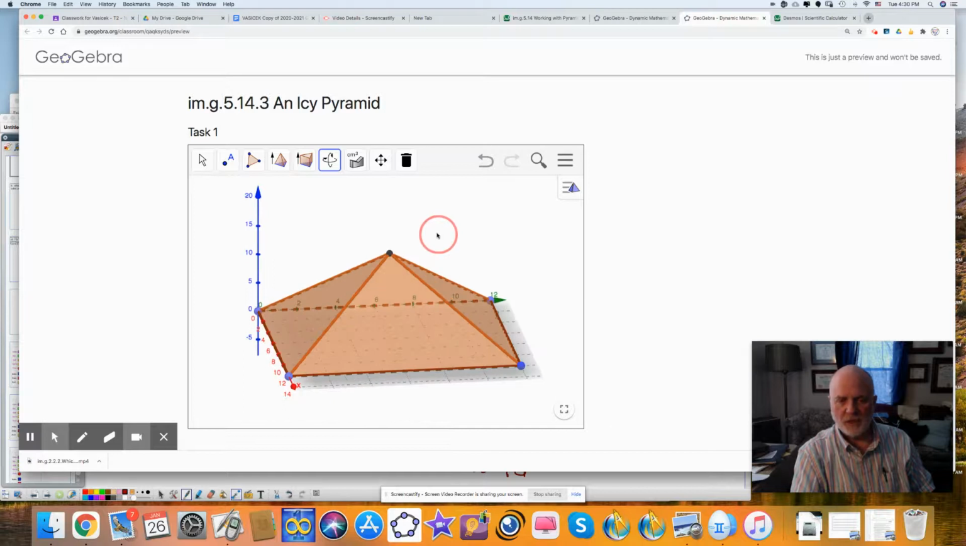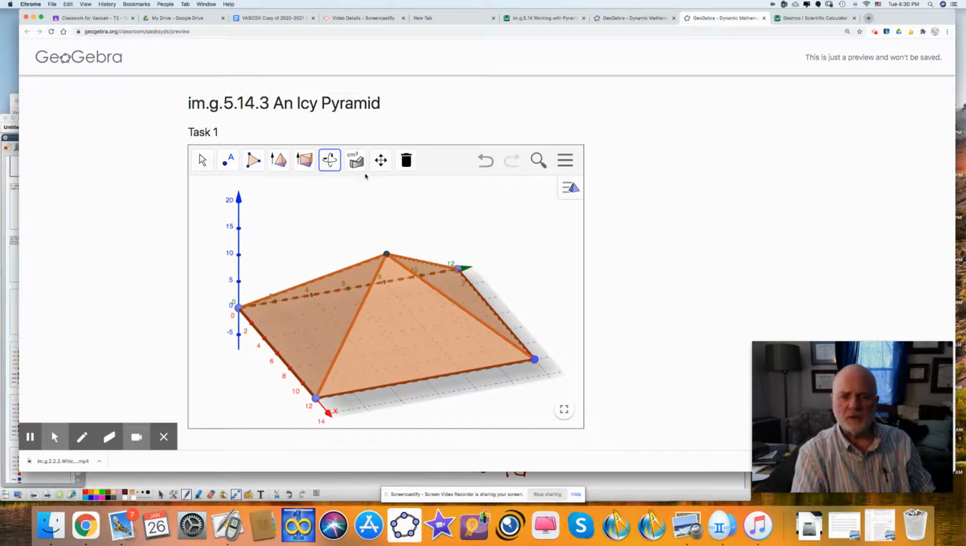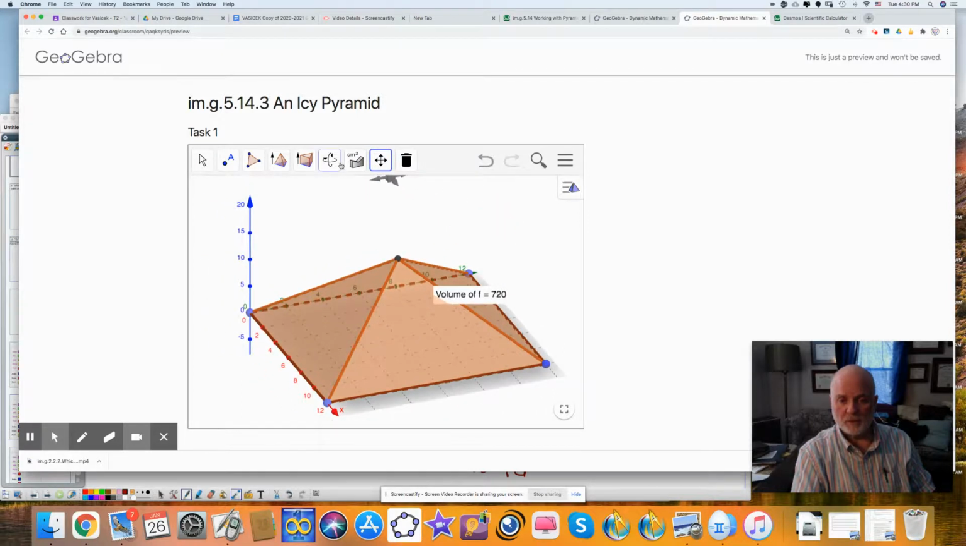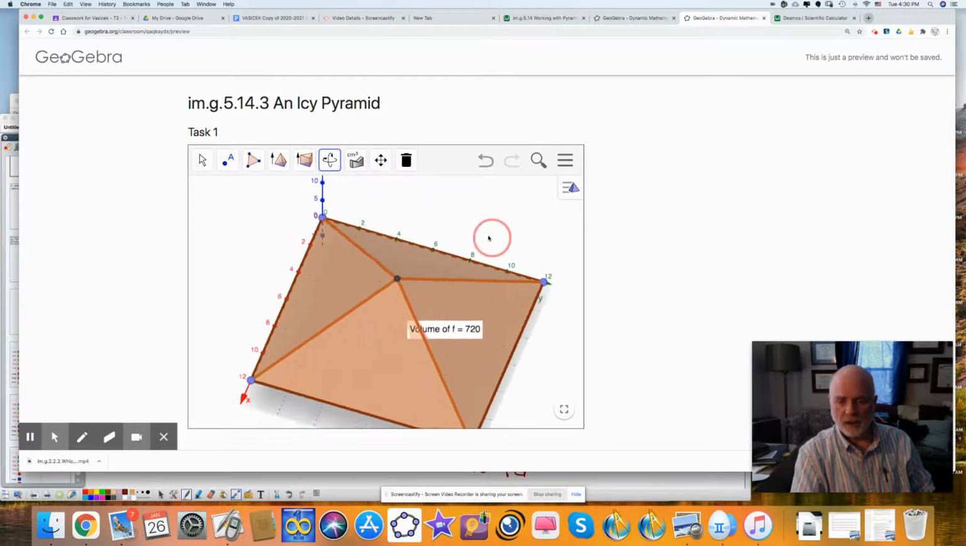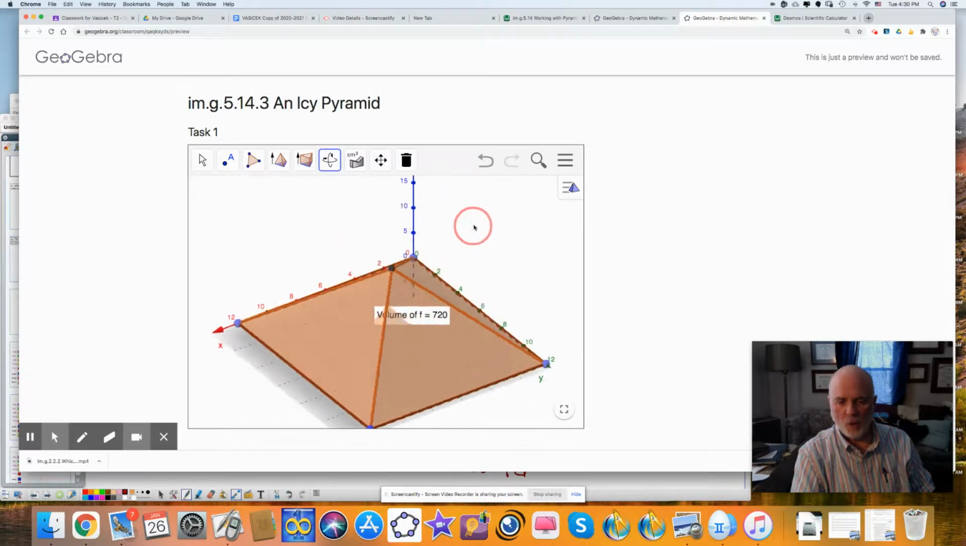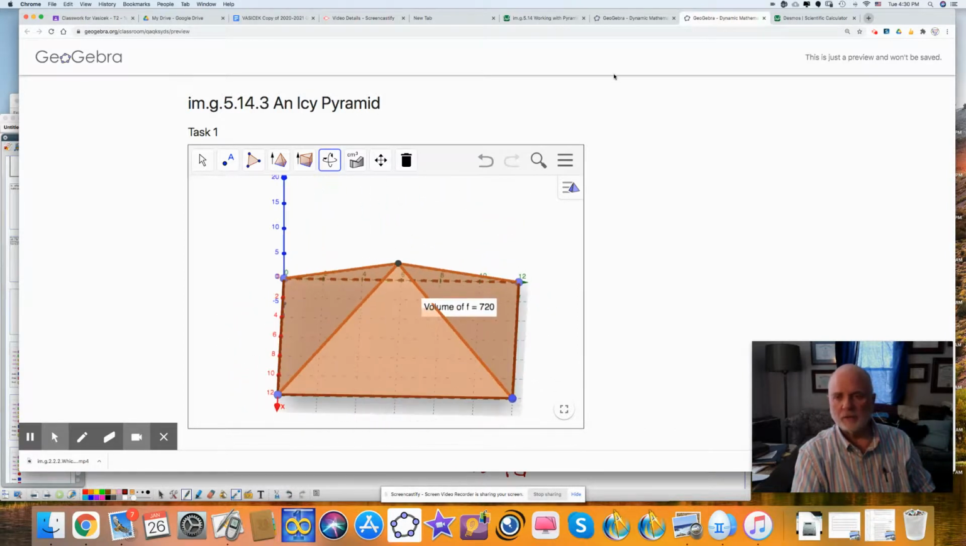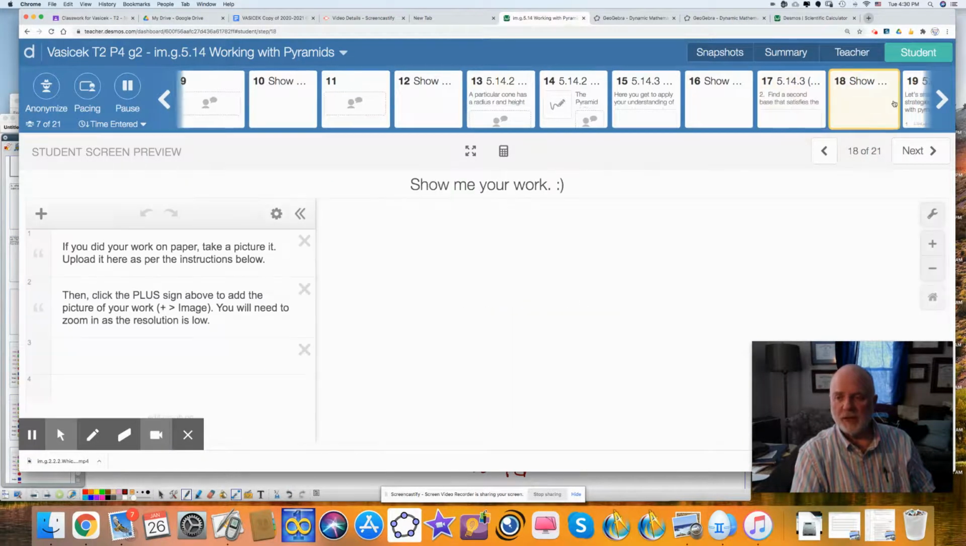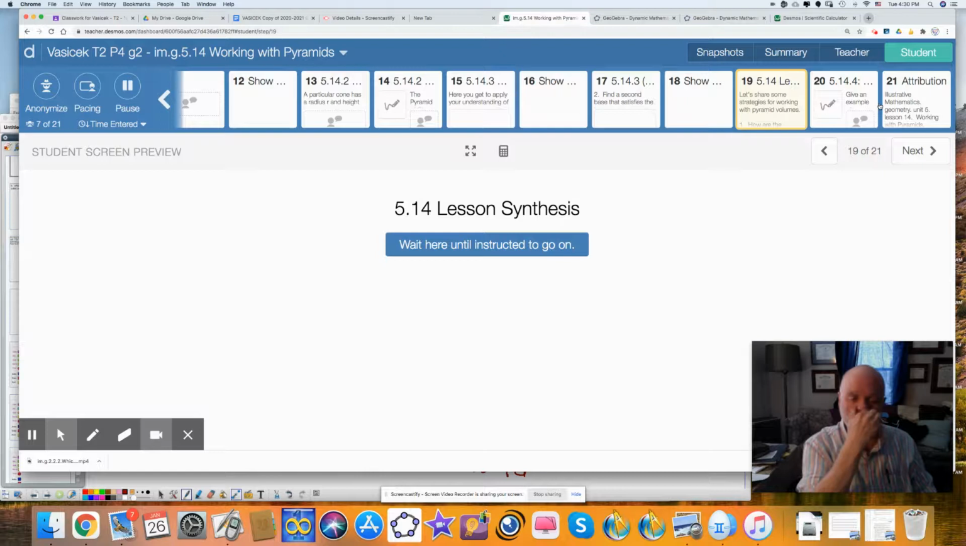But you can see that my volume, well, let's check the volume. Here's a measuring tool. I can measure the volume of this guy. There it is, 720. No matter which way you look at it, I'm going to look at it this way. I can see here, it's going to be 720. Wow, that's pretty cool. I got to say, that's pretty cool. You get to play with it, and you can show me your work and show me your picture of it.